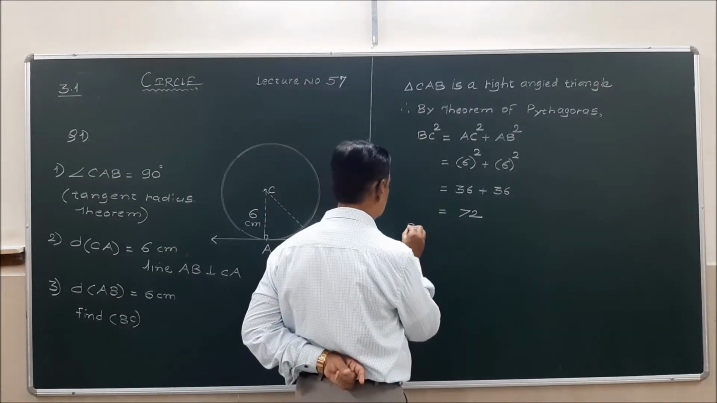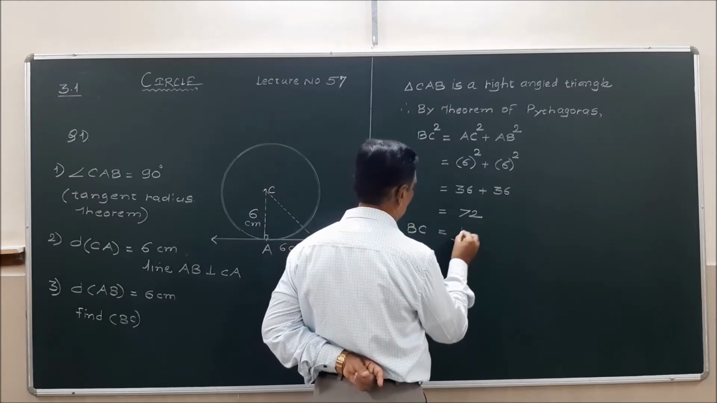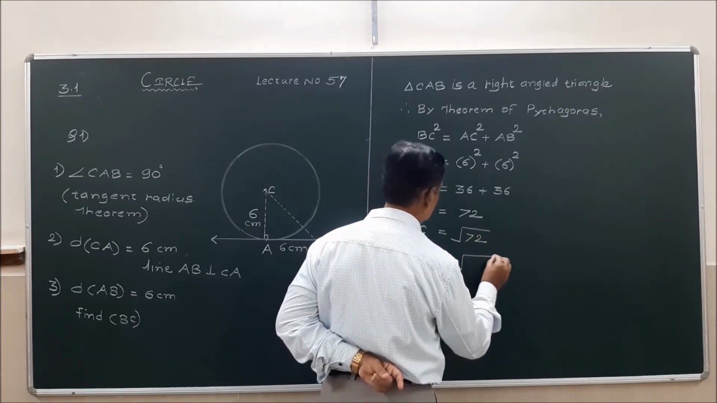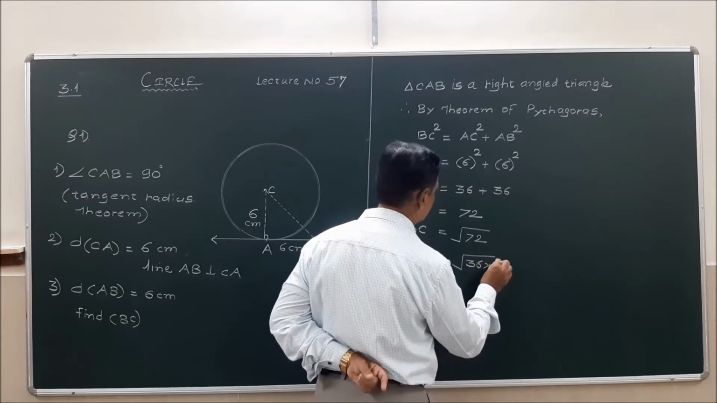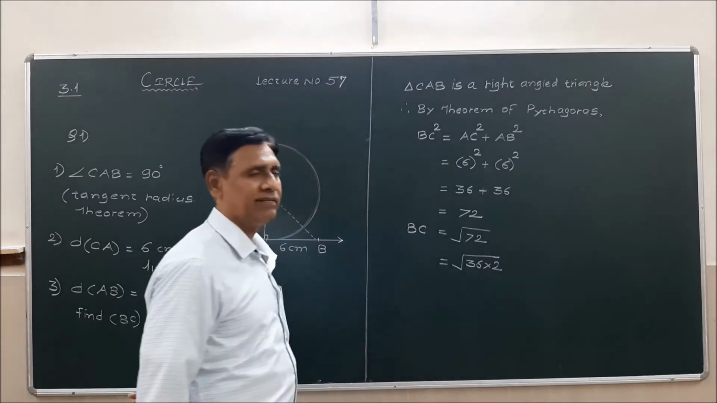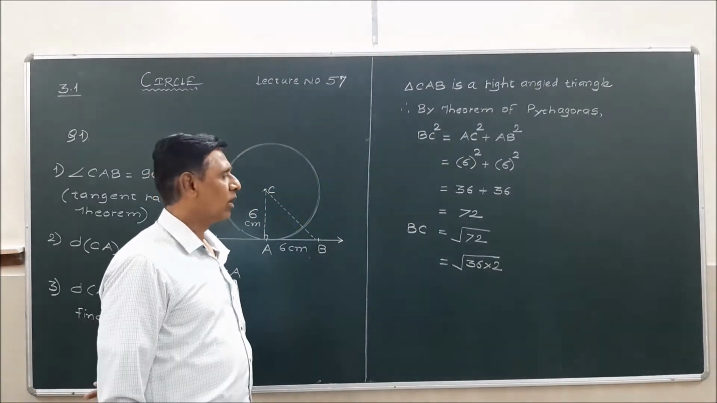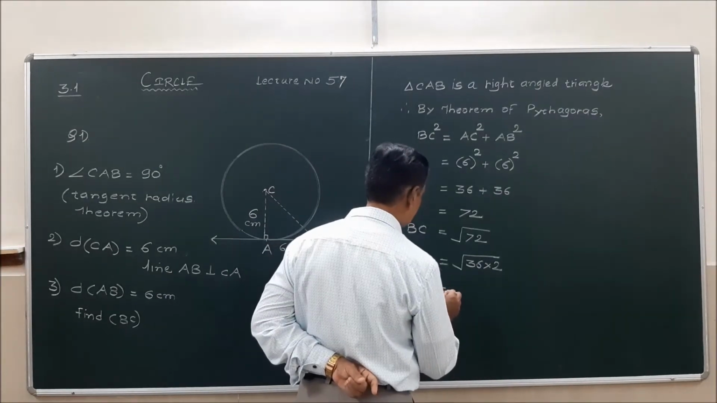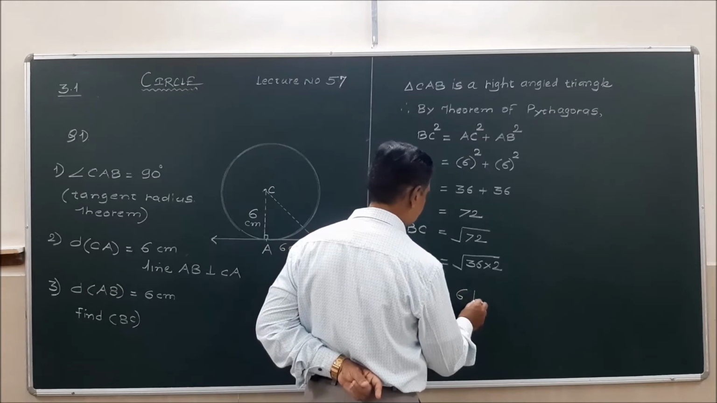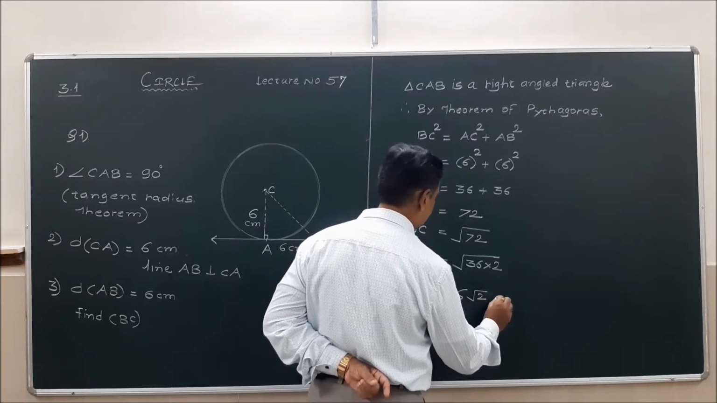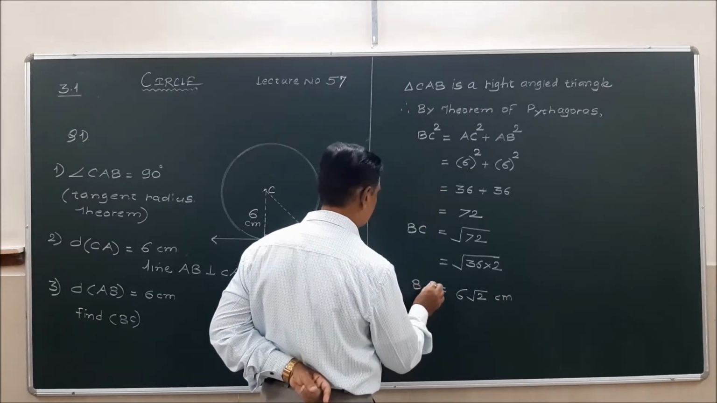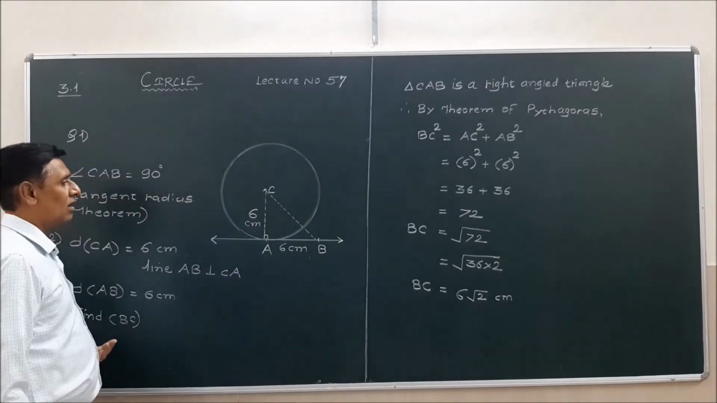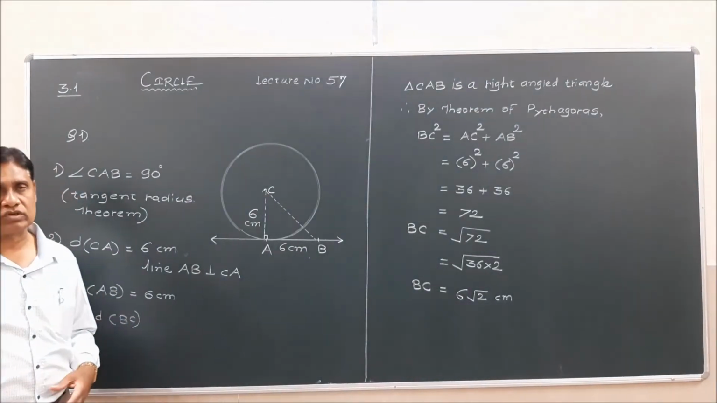Therefore, BC is equal to root 72. Root 72 is equal to, I split 72 as a product of one of the perfect square numbers, and that is 36. So you will be getting square root of 36 is 6, root 2 centimeter. This is value of BC. That is what we have to find out. That was our sub question 3 of question 1.